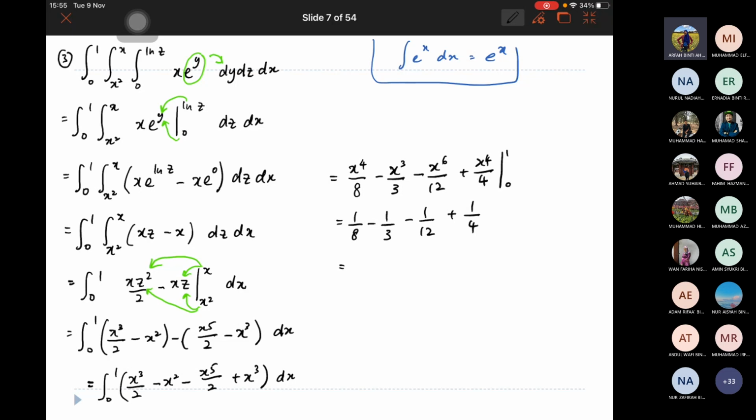Okay, dapat? Berapa jawapan? Ada yang dapat? What is the answer for that one? Negatif 1 per 24. Betul. So dapat negatif 1 per 24. So ini adalah jawapan dia.